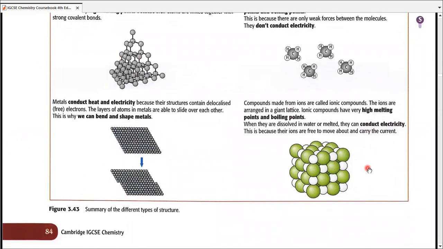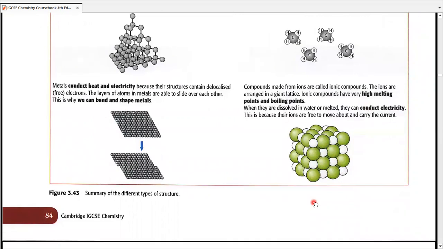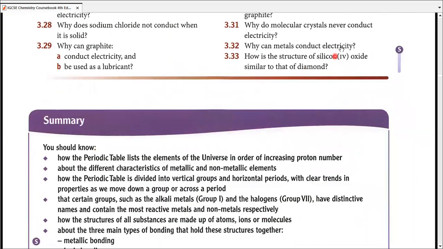Now, compounds that are made up of ions are known as ionic compounds. They're usually arranged in a giant lattice with alternate positive and negative ions. They have high melting and boiling points due to very strong electrostatic forces of attraction. When they are dissolved in water or melted, they can conduct electricity because then the ions are free to move around and carry the current. And this finishes our chapter.